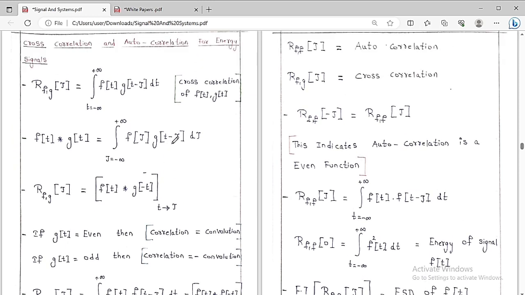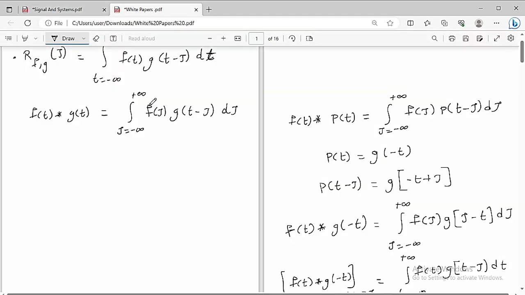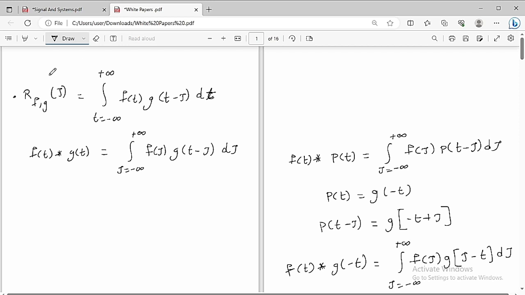So this point you always have to keep in your mind. Let me give this proof again, so that you can easily understand. As I already told you, the cross correlation between f of t and g of t, which is r of f comma g of tau, is equal to the integration from t equal to minus infinity to plus infinity of f of t into g of t minus tau dt. Now the convolution between f of t and g of t is the integration from tau equal to minus infinity to plus infinity of f of tau into g of t minus tau d tau.